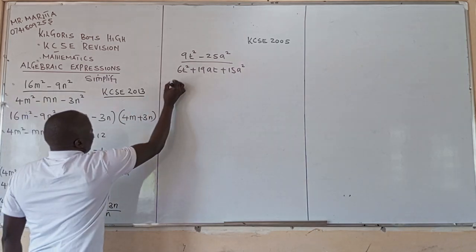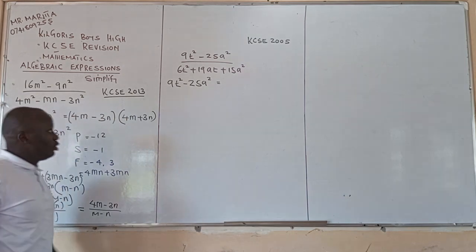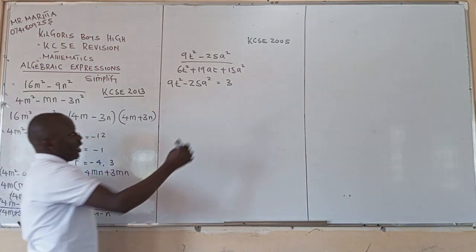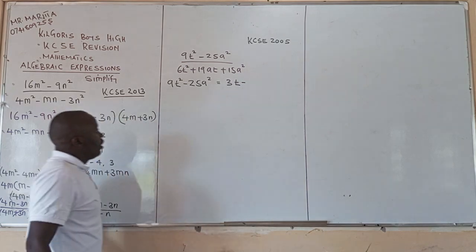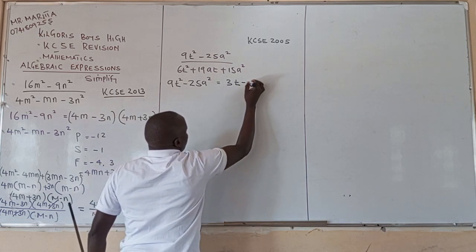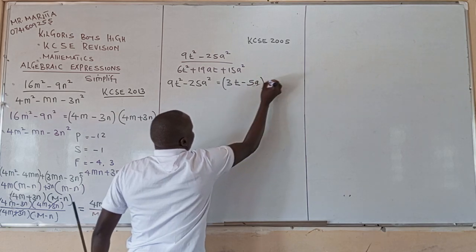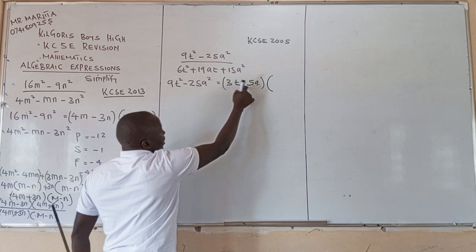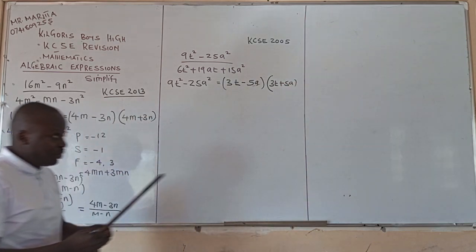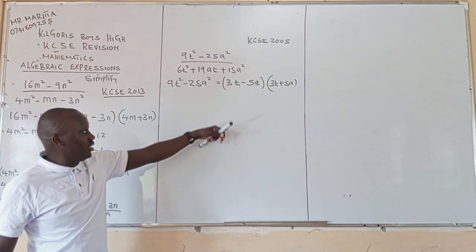First of all, you will have 9t squared minus 25a squared. This one is equivalent to, find the square root of 9, which is giving us 3. You find the square root of t squared, and then in this case you get t. You subtract. You find the square root of 25, which is giving us 5. The square root of 25 is 5. You find the square root of a squared, and in this case we have this one as a. You open another bracket, you write it the same, but in this case you change the sign to the positive. So you write this one as 3t plus, in this case, 5a. That is how you can simplify 9t squared minus 25a squared. That is, you get this one as 3t minus 5a.